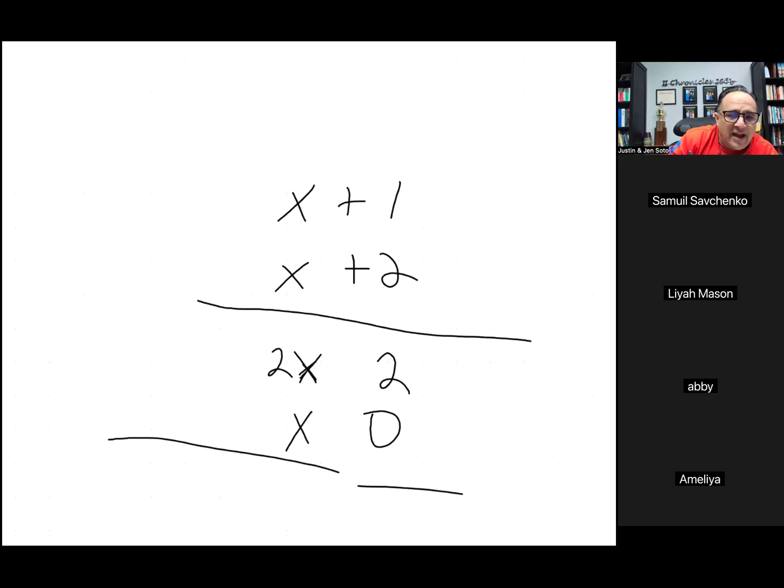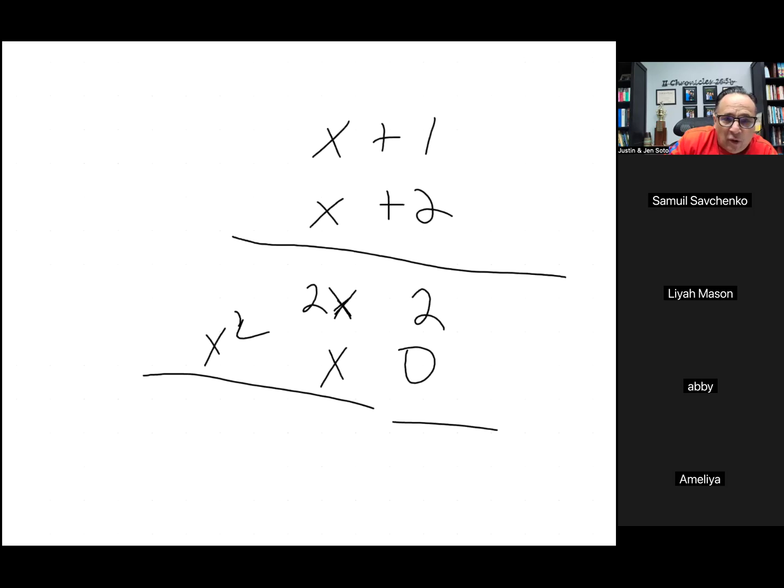Then you go x times x is x squared. Now, all we have to do is add, just like we did in our multiplication problem. The x squared just comes down. 2x plus x is 3x. 0 plus 2 is plus 2. We get the same exact answer, which is letter D. x squared plus 3x plus 2.